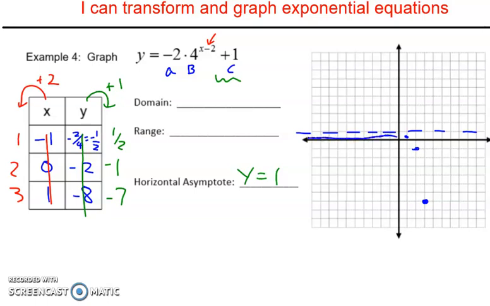This thing is growing from left to right. It's just that this time it's growing more negative. Domain, all reals, always all reals. And range, this time since the entire curve is below that horizontal asymptote, y is less than 1. All right.